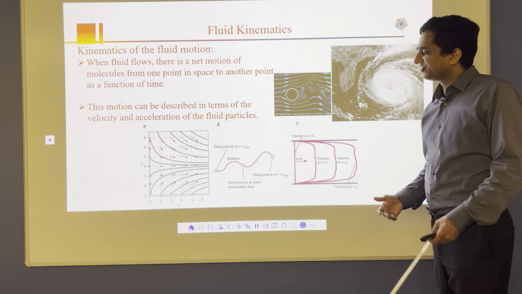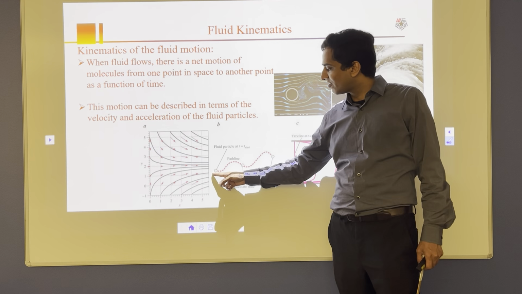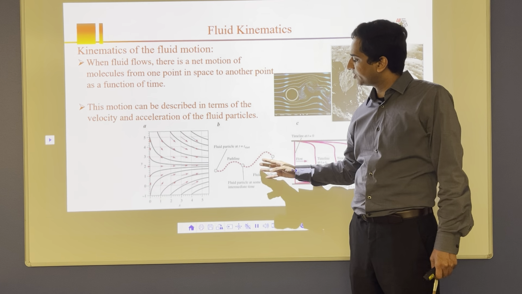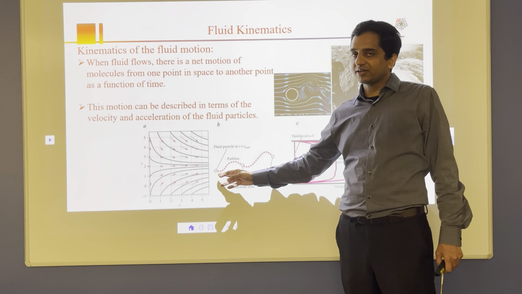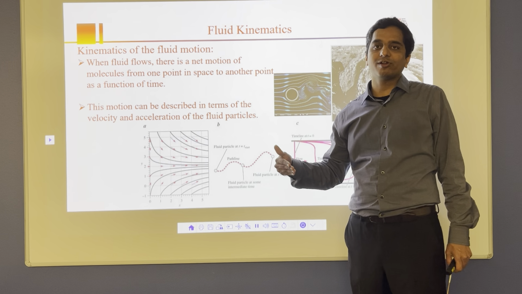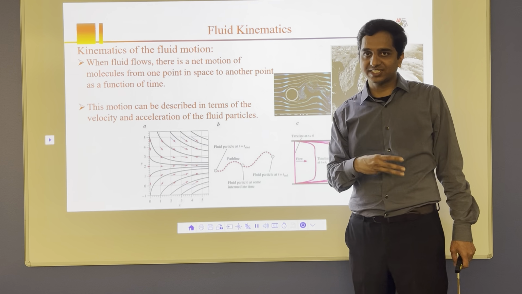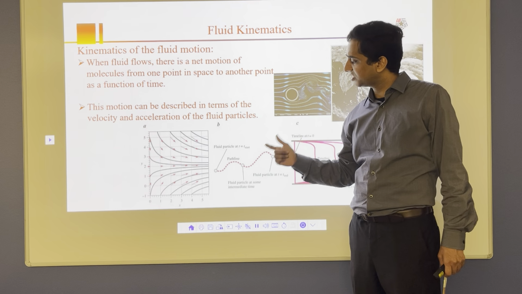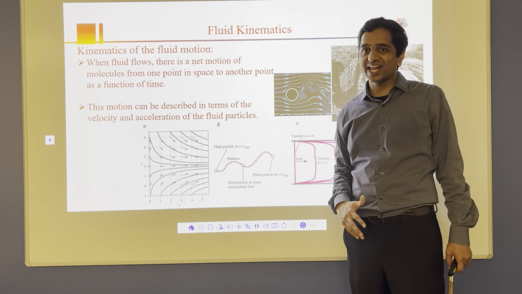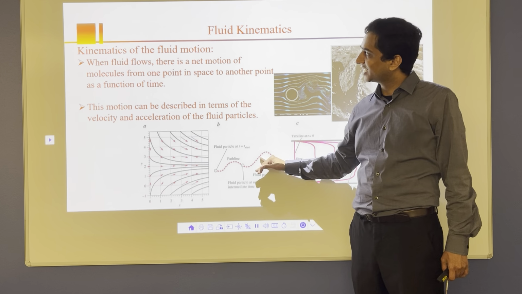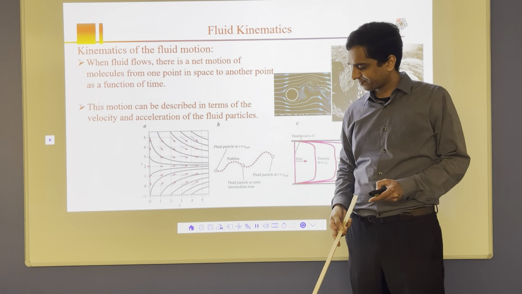So fluid kinematics is nothing but kinematics of the fluid. We have a particle moving from point A to point B to point C. And then that particle has three velocities, x velocity, y velocity, z velocity, and three accelerations, x acceleration, y acceleration, z acceleration. You calculate all those velocities and accelerations, that's simply your fluid kinematics.